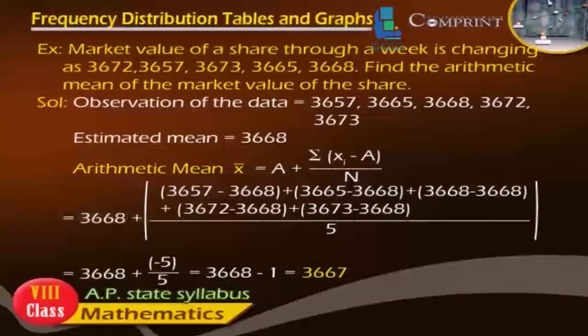3668 plus 3657 minus 3668 plus 3665 minus 3668 plus 3668 minus 3668 plus 3672 minus 3668 plus 3673 minus 3668, whole by 5, equals 3668 plus minus 5 by 5, equals 3668 minus 1, equals 3667.